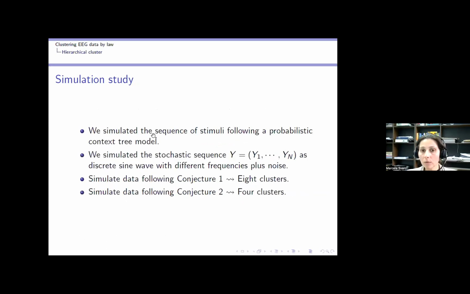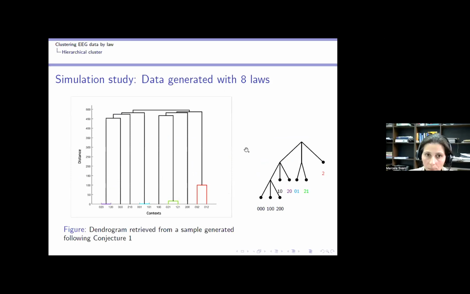So we generate the stimuli sequences following the probabilistic tree model. Then we simulate the stochastic sequences as discrete sine waves of different frequencies plus some noise. And we will then have data simulated following conjecture 1 presenting 8 clusters, and data simulated following conjecture 2, which will present 4 different clusters. We'll do this several times for several different sample sizes, and we will see if we can retrieve in each case the theoretical partition.